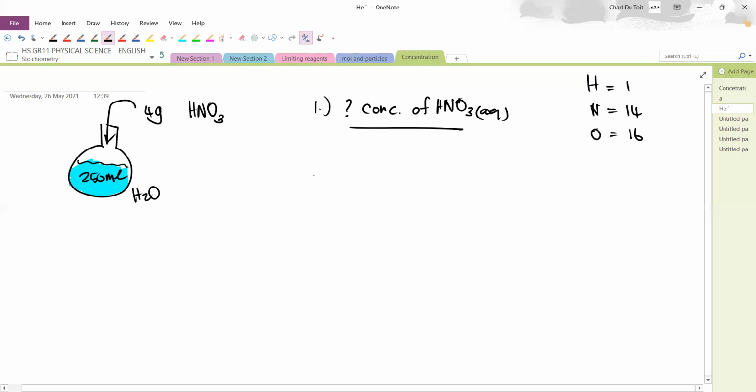Concentration is mole divided by volume. I'm not going to do the sum. I'm just going to show you the equations you need. Those two. So the concentration is 0.25 moles per decimeter. That's correct. Did you get that, Bianca?